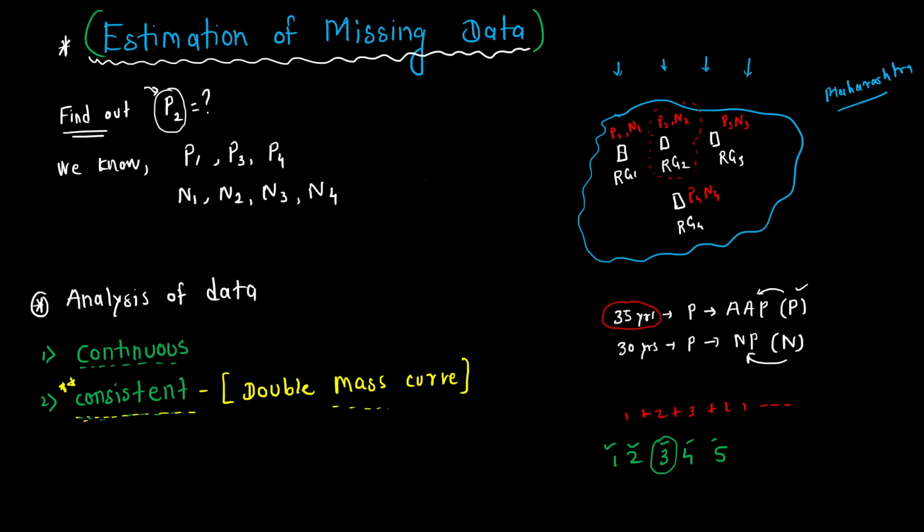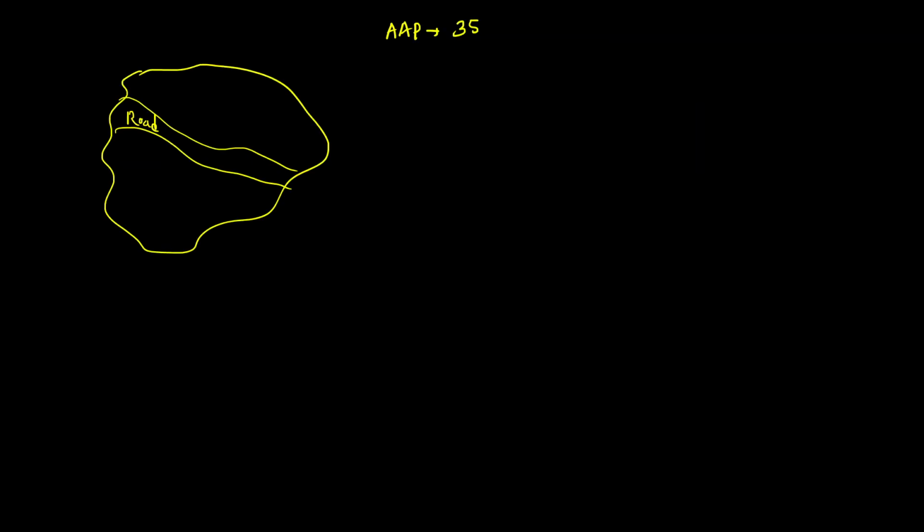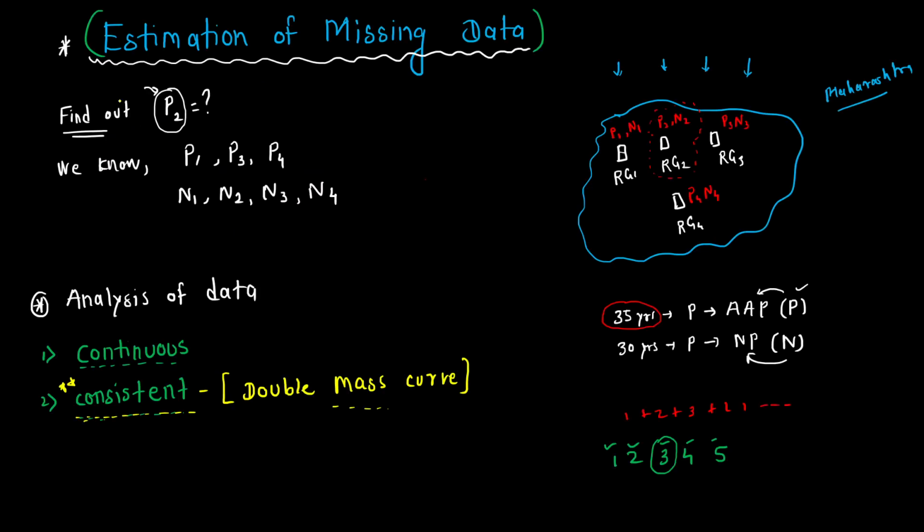Okay, coming to the main point now: how to estimate the missing data. We have taken the example in the previous slide. Total 4 stations are there. Among these 4 stations, rain gauge 2 is not working properly, so the precipitation value at that rain gauge we don't know. However, the nearby rain gauges, rain gauge 1, rain gauge 3 and rain gauge 4, are working properly. So with the help of the remaining rain gauges, we can find out the value of the rain gauge which is not working. So how to find out? There are two methods which are used for estimation of missing rainfall.